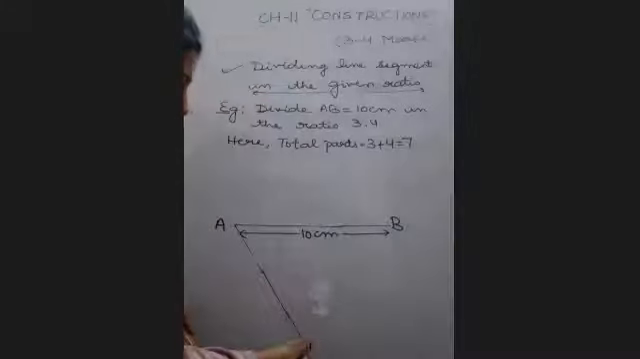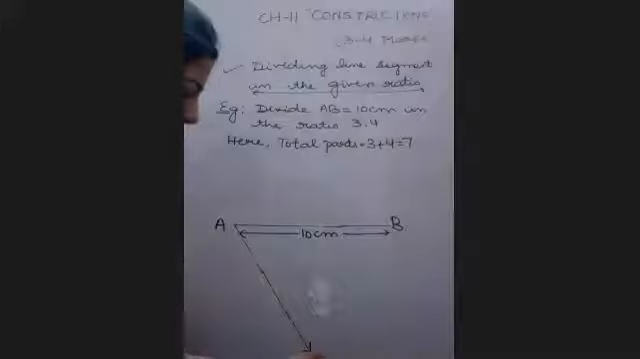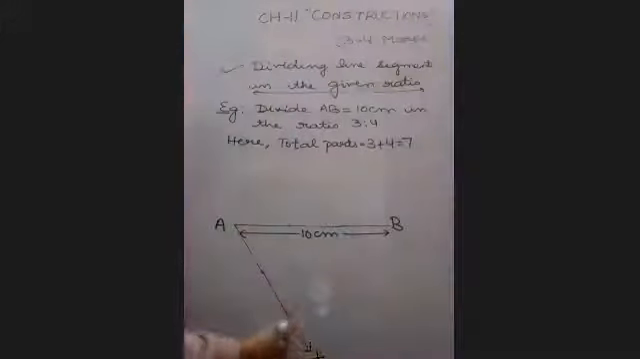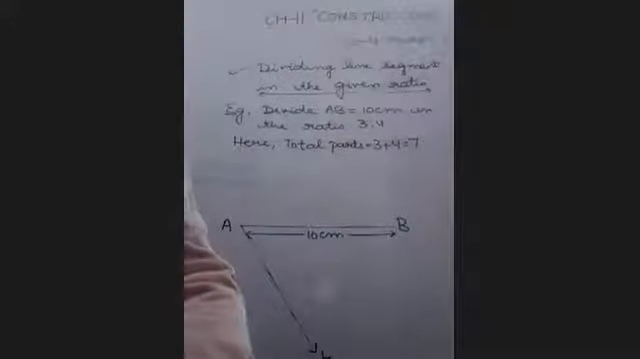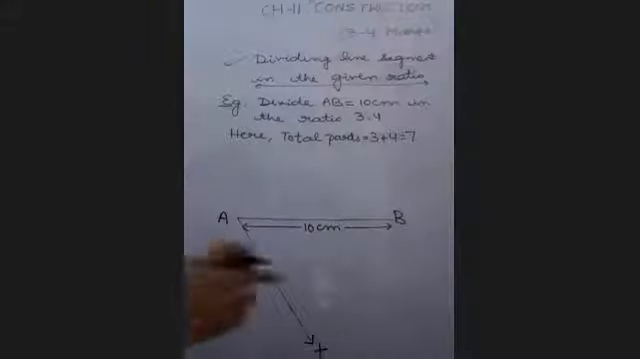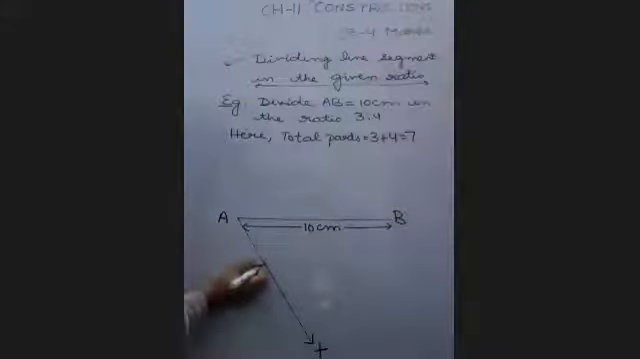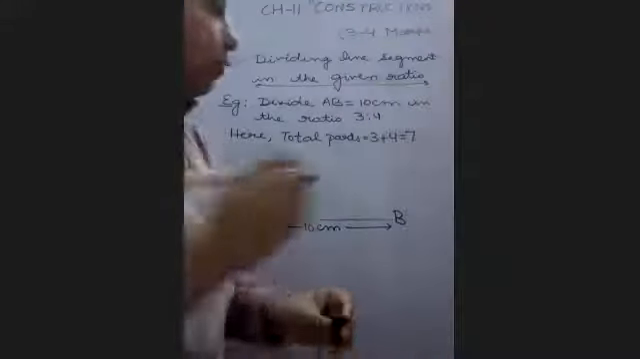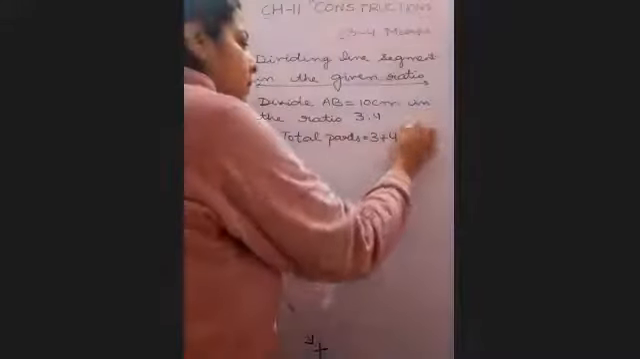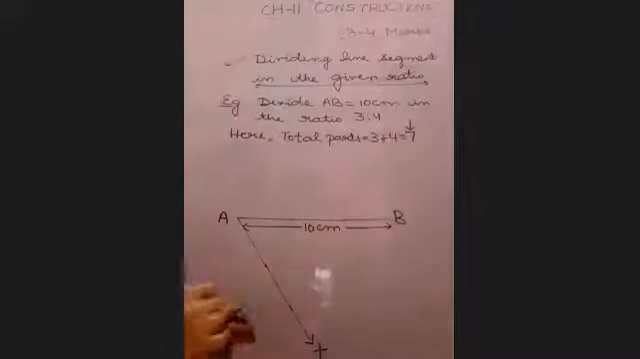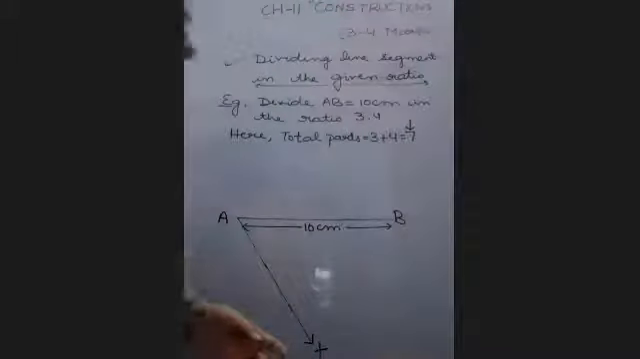So suppose I have made this ray. Let me name it X, or whatever name you want to give. So I've drawn a ray like this. Okay. Now we want a total of 7 parts. A total of 7 parts are needed.